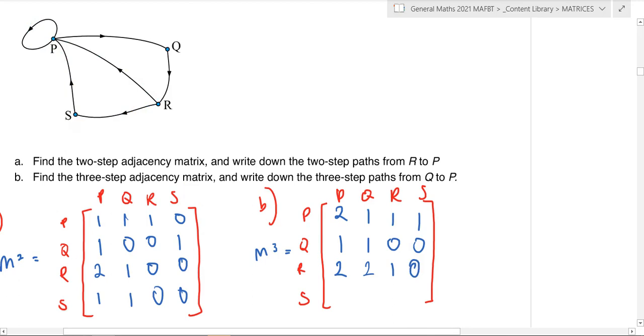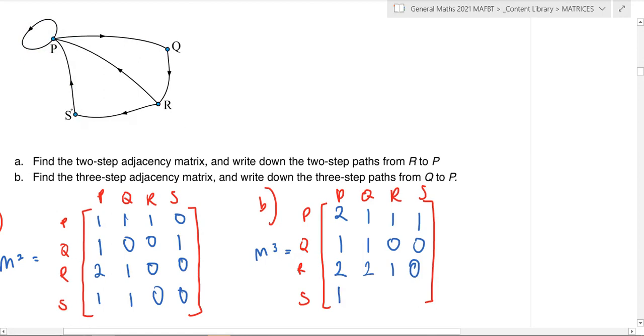S to P. Use that loop. 1, 2, 3. That's 1 already. You could also go 1, 2. Nope, that won't work. So S to P, 1, 2, 3. I think there's only 1 for S to P.